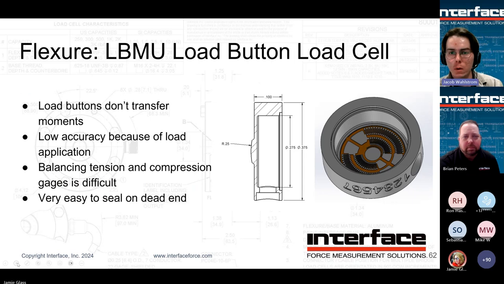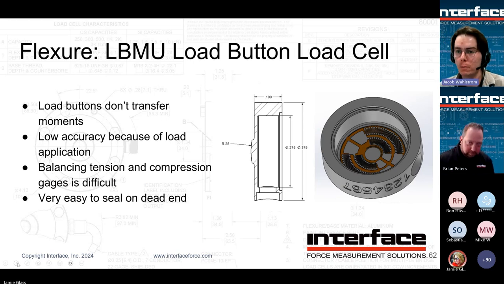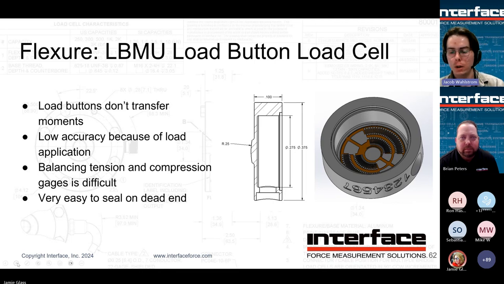Alrighty, so now we're going on to the LBMU. And this is a load button. And load buttons, as Brian mentioned before, get a bad rap. They have their pros and their cons. Load buttons don't transfer moments to the beam, right? There's no fixed point of load application, which doesn't transfer moments, but it also can cause some linearity issues if you're applying the force in a different location than what was intended.